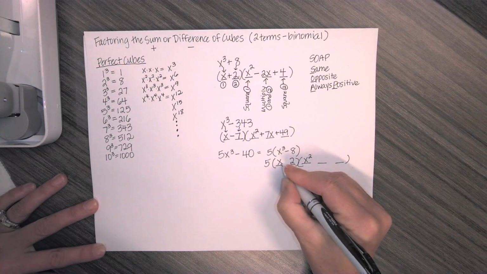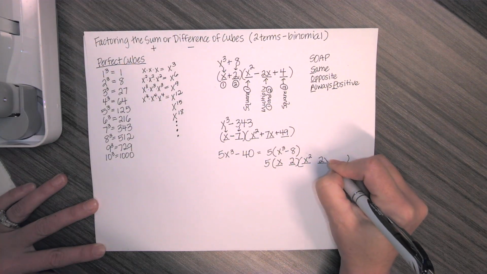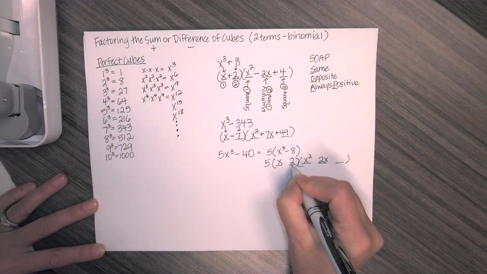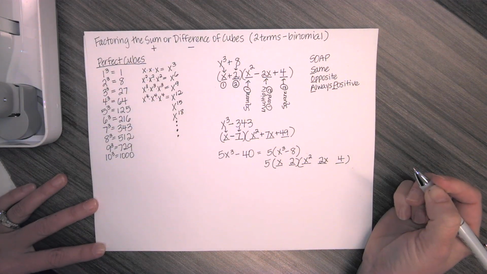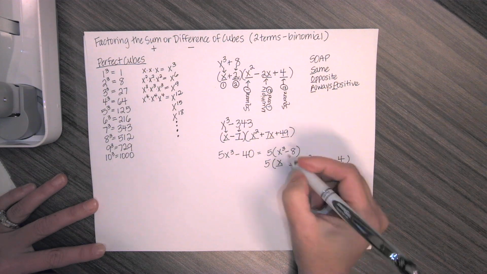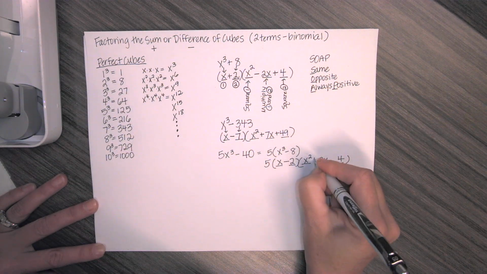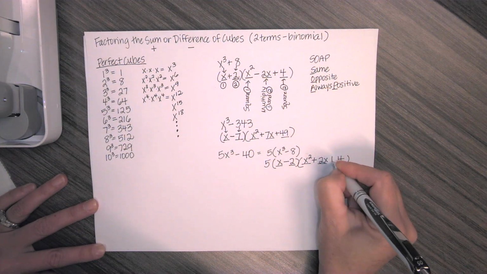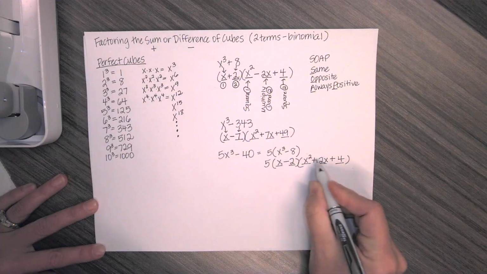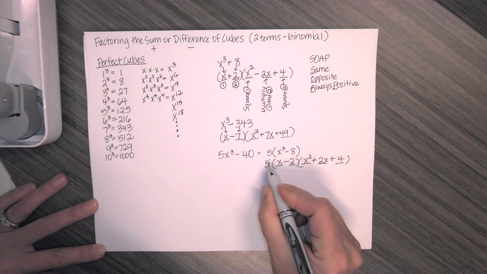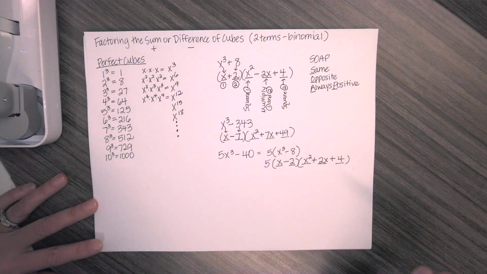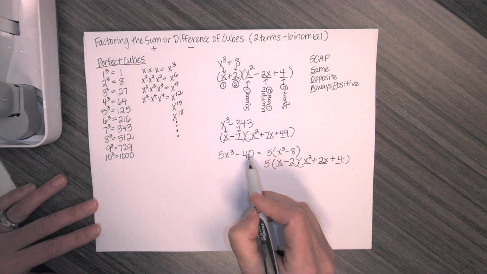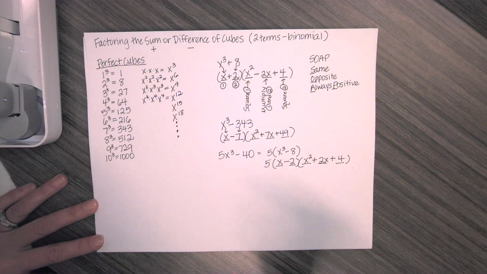I'm going to multiply these two terms together. That'll be 2x. And I'm going to square this last term. That'll be 4. I'm going to fill in my signs using SOAP: same as in the problem, opposite of in the problem, always positive. So this whole thing is my answer here, the 5 included, because all of that would multiply back together to give us what we started with, 5x cubed minus 40.